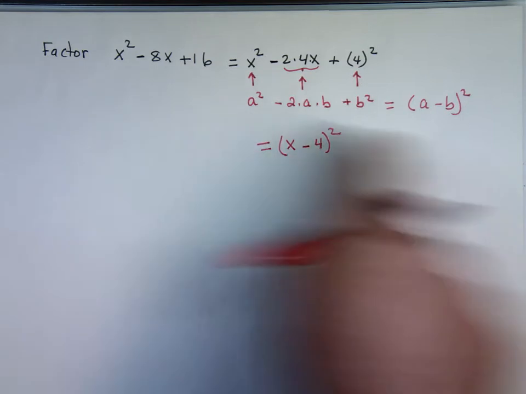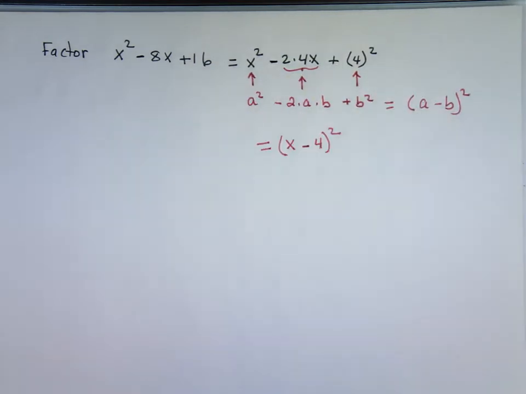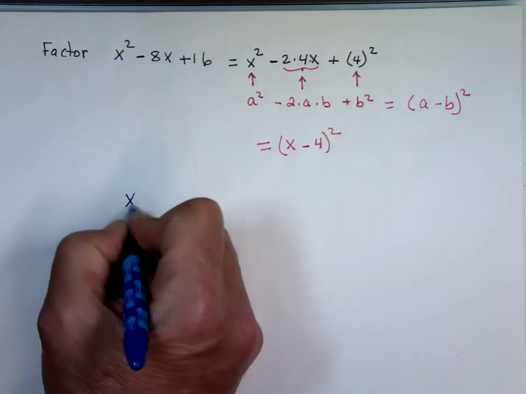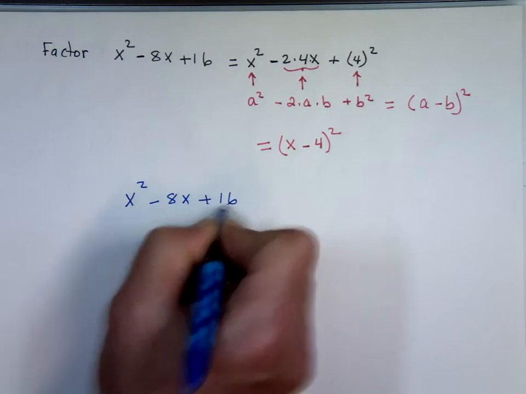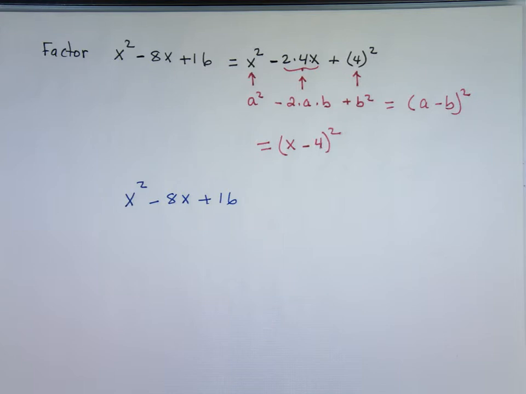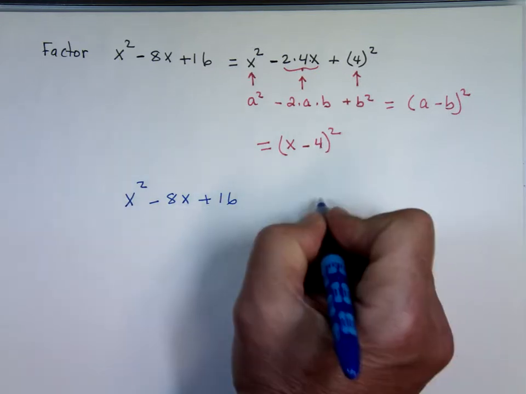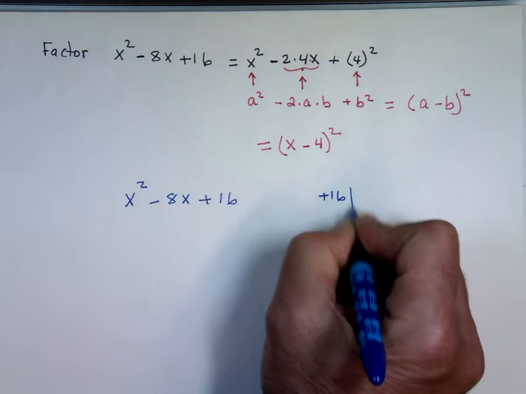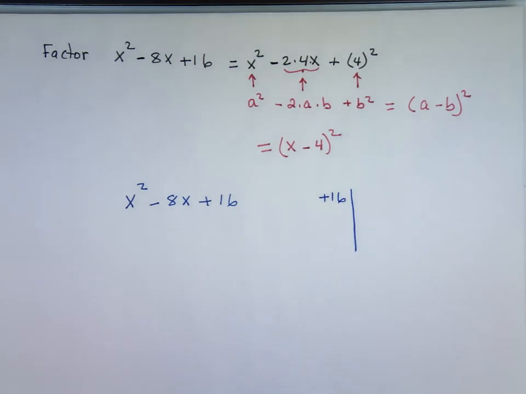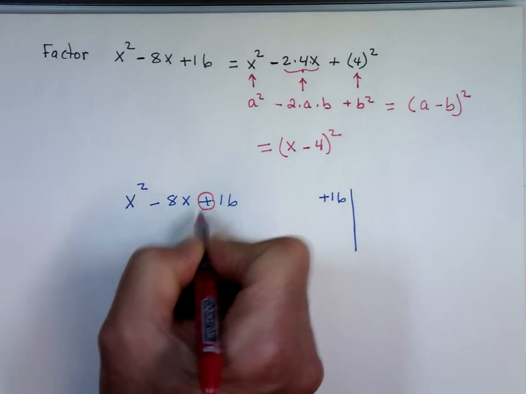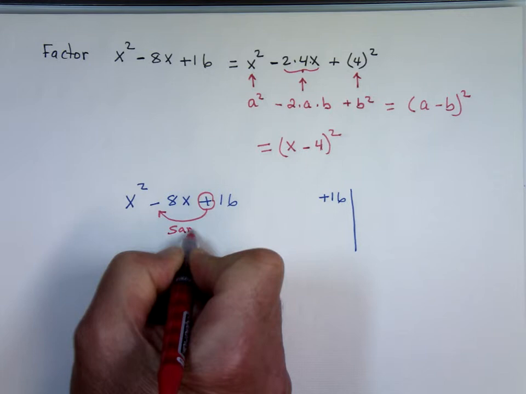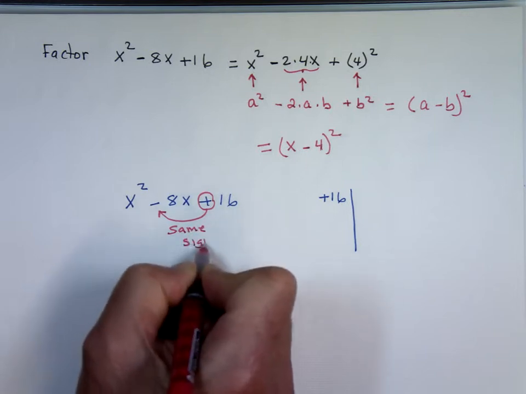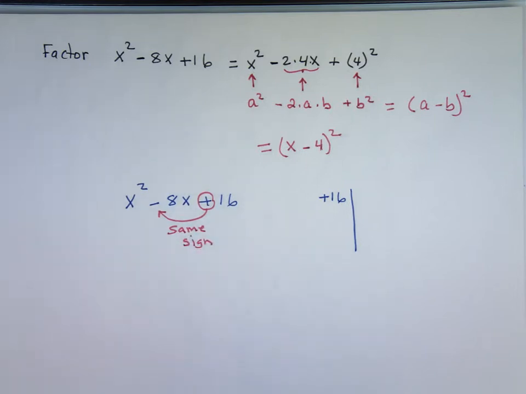Now, did you have to use this method? No. Again, you could have gone back to what we learned before, and I'll take you back in case you forgot. Notice the leading coefficient here is 1. So I'm going to look at the plus 16. Since that's a positive, that tells me both signs are the same, both the same as this. So they're both going to be negative.